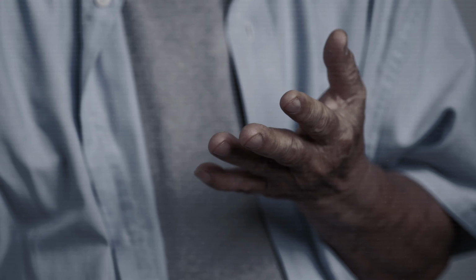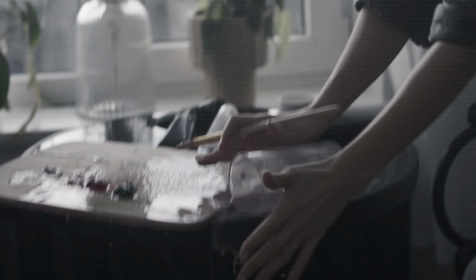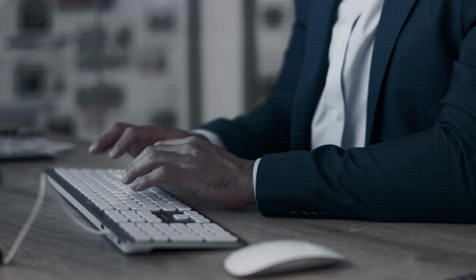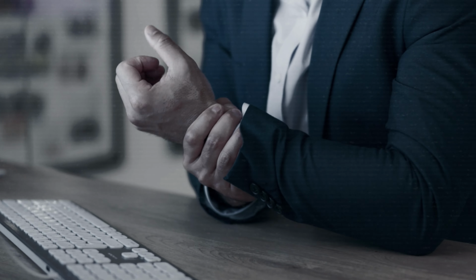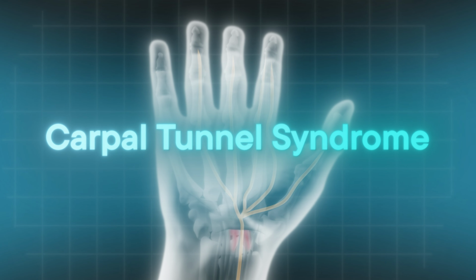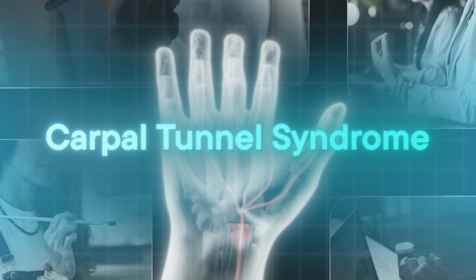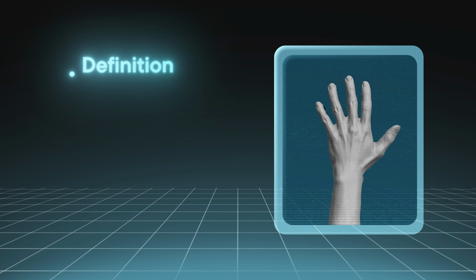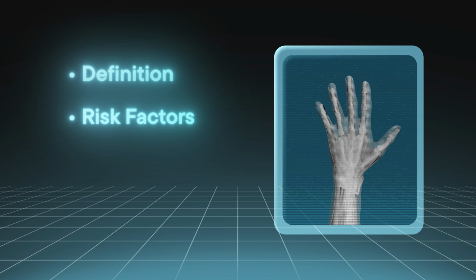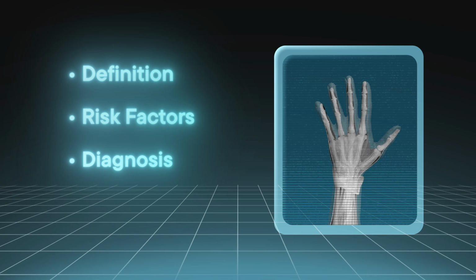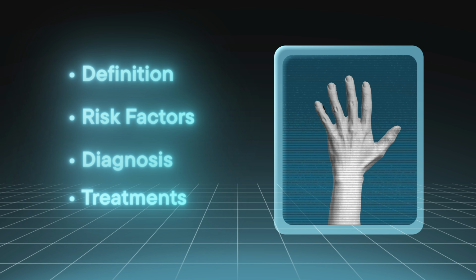Have you ever had numbness or weakness in your hand, or felt that you're maybe dropping objects, or that when you're typing on a keyboard you're in a lot of pain? Well, you might have something called carpal tunnel syndrome, which is a very common clinical entity that a lot of people have. In this video, I want to talk about what carpal tunnel is, what the risk factors are, how we diagnose it, and also what the best treatments are for this condition.